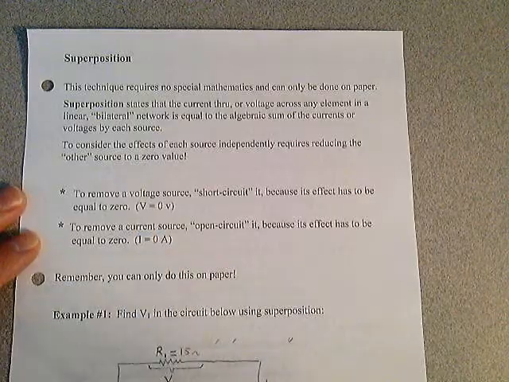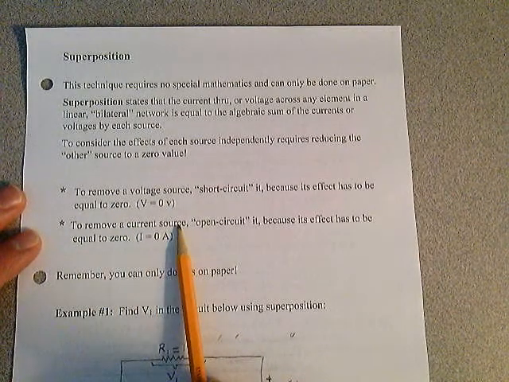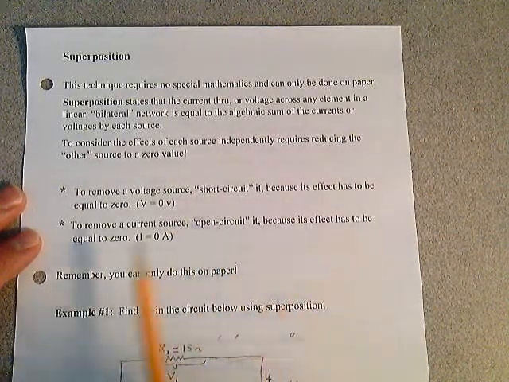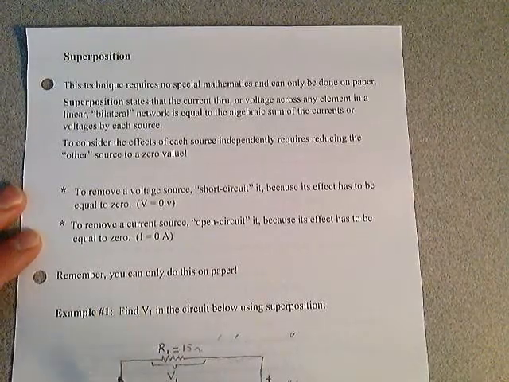Though you can't do that in the lab, you do it on paper. To remove a current source, you open circuit it because its effect has to be equal to 0. The current has to be equal to 0 amps. So you open it up.